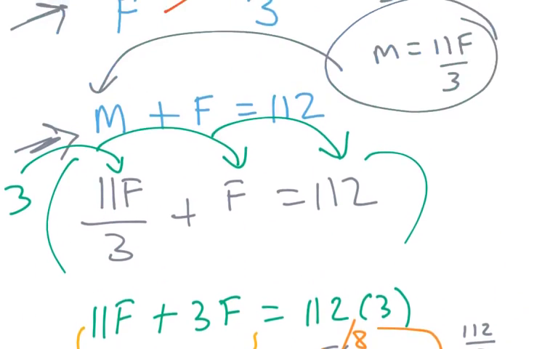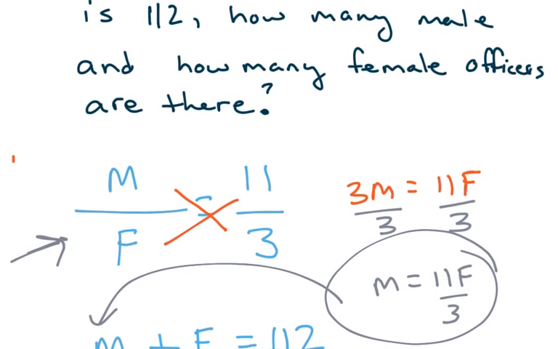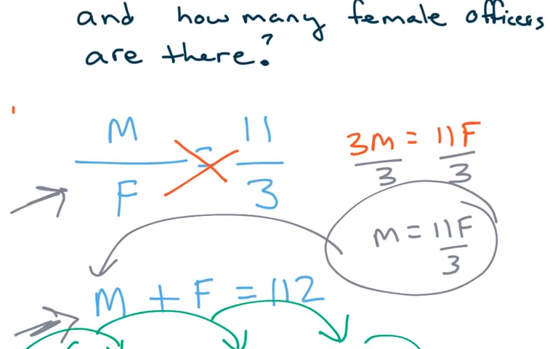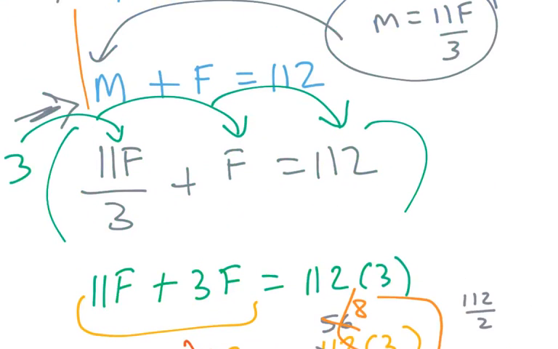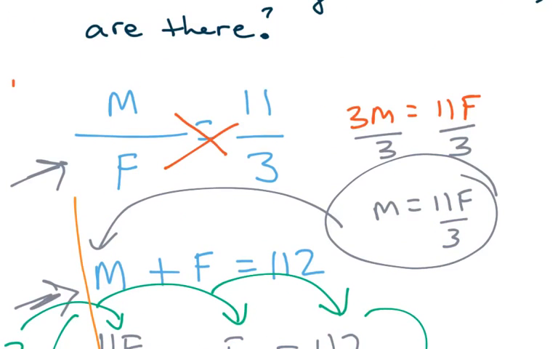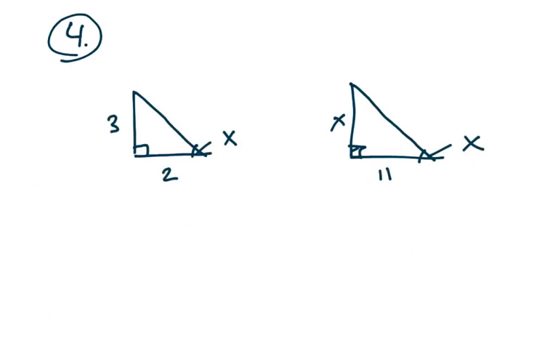F is 24, but the question is asking, actually the question is how many males and how many females? So again, I said F was 24. So if F is 24, this equation here is the easiest one to substitute back into. So I'm left with 11 times 24 over 3, and this will give me 88 males. And there's my answer. So 88 males, 24 females, and we got the answer.